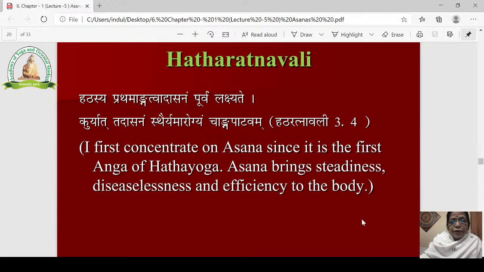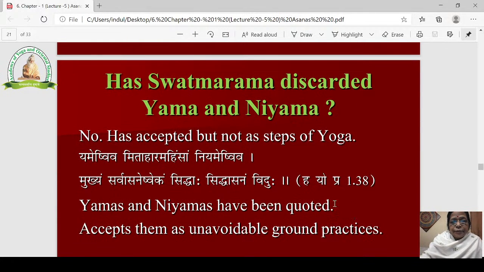Then there is another text called Hatha Ratnavali. Hatha Ratnavali also considers asana to be the first step. Hathasya prathamangatvad asanam purvam ucyate, kuryat tad asanam sthairyam arogyam changa patavam. This is Hatha Ratnavali. It is almost a copy of Hatha Yoga Pradipika. It says, I first concentrate on asana since it is the first anga of Hatha Yoga. Asana brings steadiness, disease-lessness, and efficiency to the body. The body becomes efficient, steady and disease-free by asana. Therefore, I first concentrate on asana.